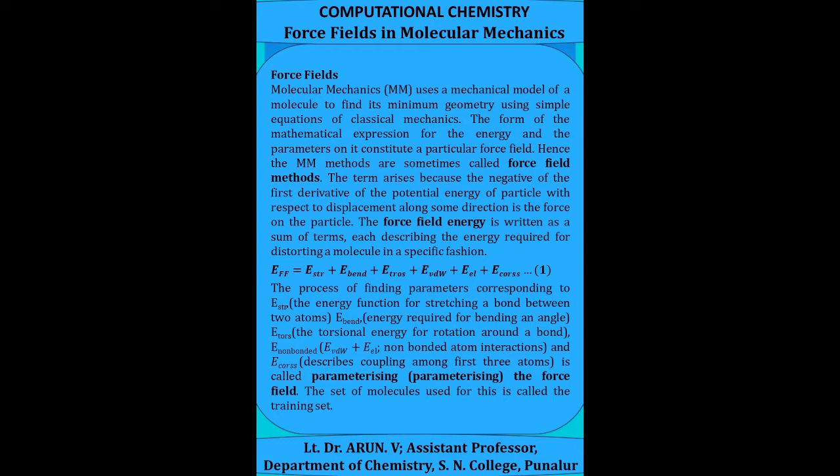Here E stretch is the energy function for stretching a bond between two atoms. E bend is the energy required for bending an angle. E torsion is the torsional energy for rotation around a bond. E VW and E EL represent the non-bonded atom interactions, and E cross describes the coupling among the first three terms. The set of molecules used for this is called a training set.